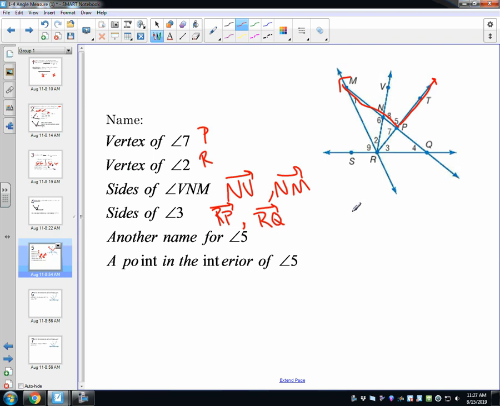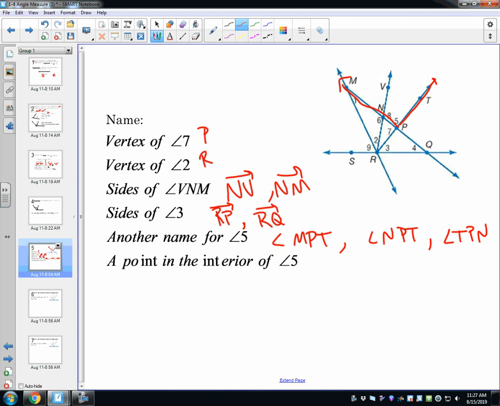3 letters. You have to have 3 letters. So you could say MPT. You could say NPT. You could say TPN. You could say TPM. No, when it's an angle, 3 letters, or one if it's an option. Yeah, never more.